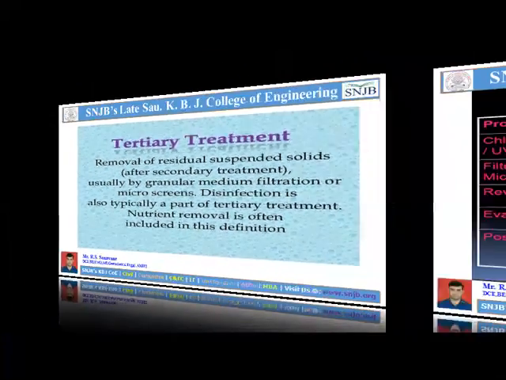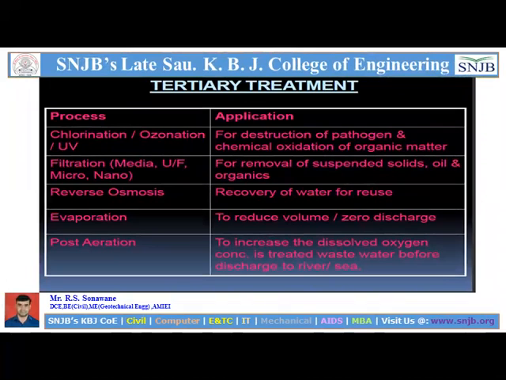So in the tertiary treatment process, what types of applications are used? In the process, chlorination and ozonation are used for destruction of pathogens and chemical oxidation of the organic matter.